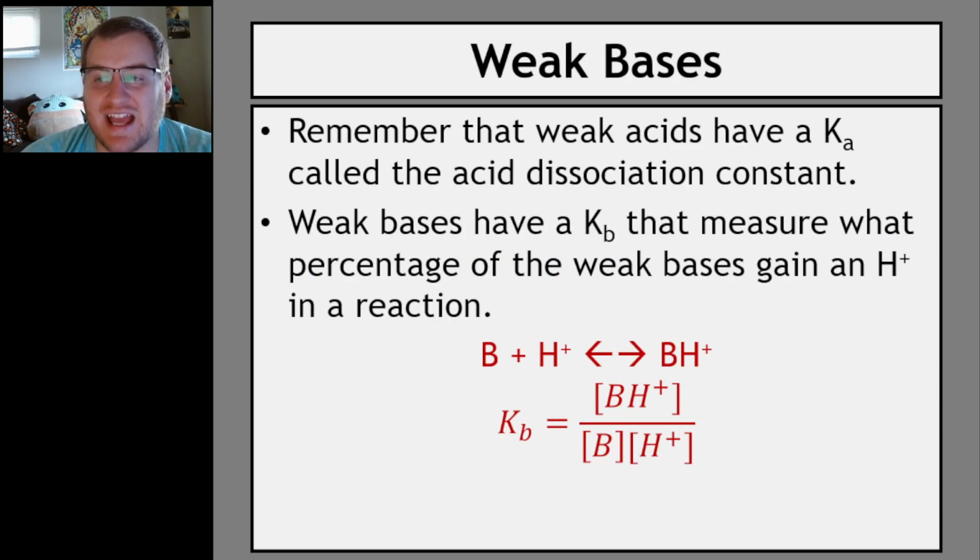Remember that weak acids have a Ka called the acid dissociation constant. Bases have one as well. Weak bases have a Kb called the base dissociation constant. It's exactly like Ka, but instead it just tells you how a base reacts. Okay, so here this reaction is a base plus a proton, because remember they're proton acceptors, they're going to gain protons, gives you BH plus, which would be a weak base. You can write Kb from this general reaction, products over reactants. Kb works exactly like Ka.